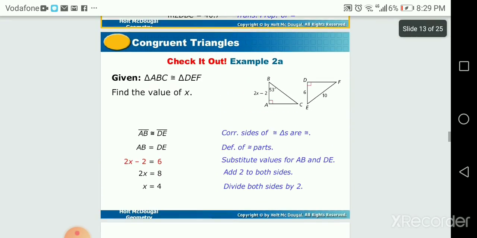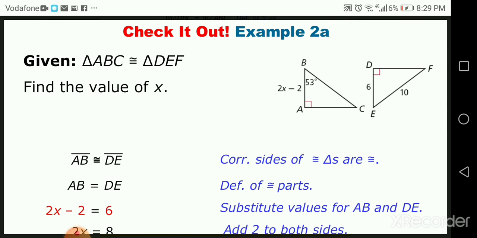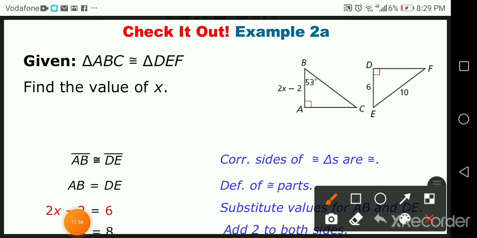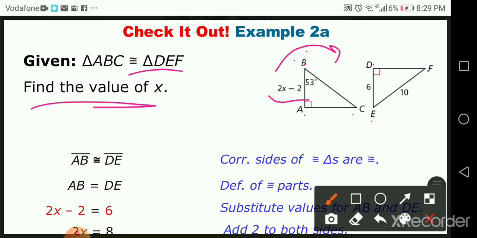What about this example? I have here triangle ABC congruent to DEF. Remember, when I say they are congruent, it means all sides and all angles are congruent to the corresponding sides of the other triangle. So I have here, it's given, AB is 2x minus 2. Remember to know what's required. This is very important in math. He wants me to find the value of x. In the other triangle, DE is 6.